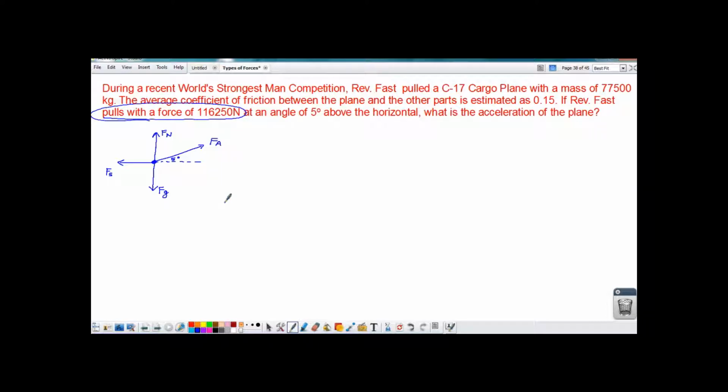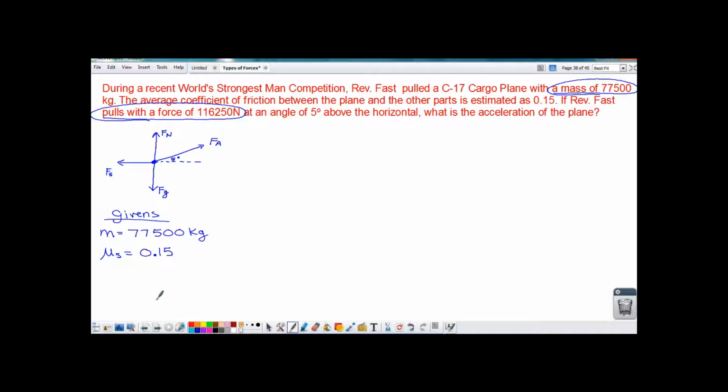Next thing I want to do is write down my givens. He's pulling on the plane that has a mass of 77,500 kilograms. It says the average coefficient of friction is estimated as 0.15. And again, I'm saying the biggest part is probably the wheels and the ground, so since they are rotating, we say it's static friction, and that is 0.15.